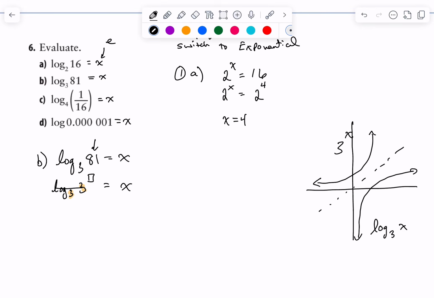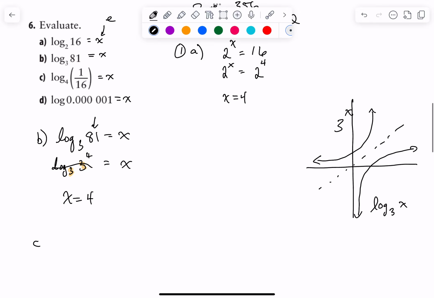So if I could rewrite 81 as 3 to the 4, the thing that goes on the 3 there is going to be a 4. The logarithm drops with the base of the exponential, and you basically get x is equal to 4.